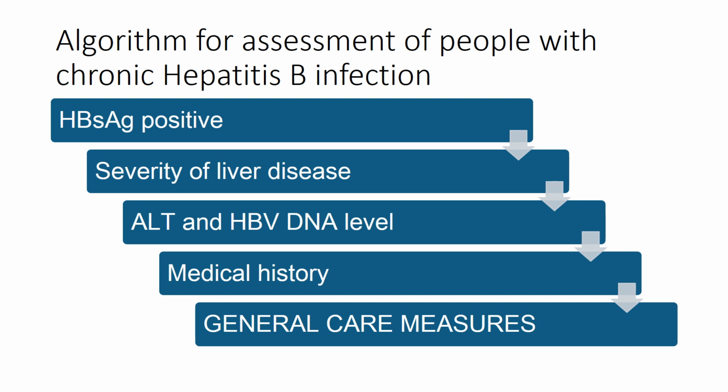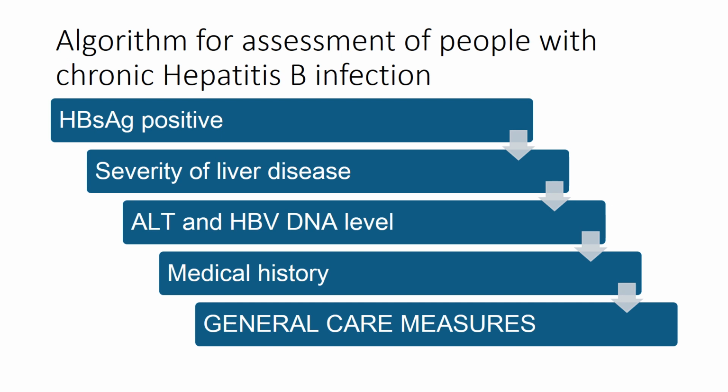liver disease, immune suppression, example long-term steroids, transplant, extrahepatic manifestations, example glomerulonephritis, vasculitis, or family history of liver cancer or cirrhosis. Then we take general care measures.